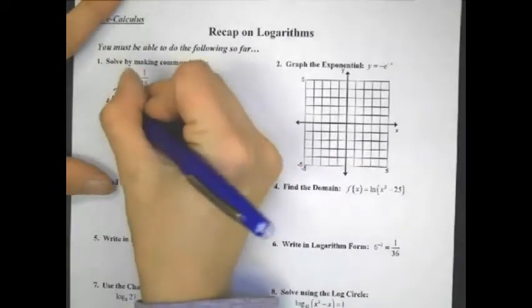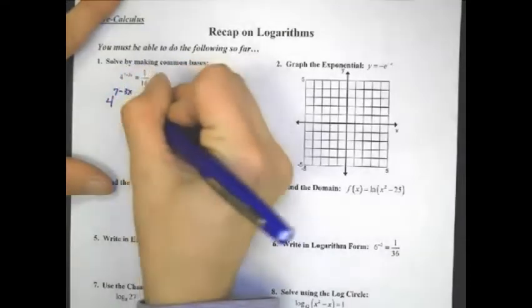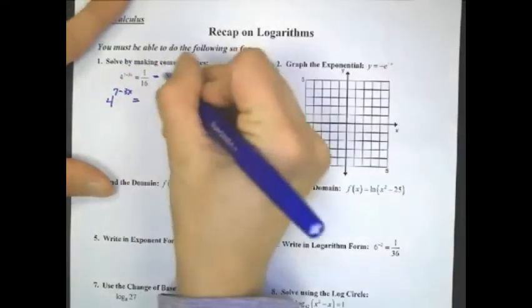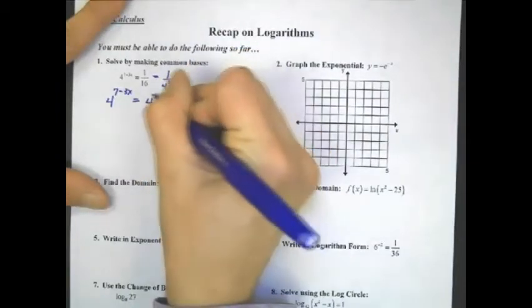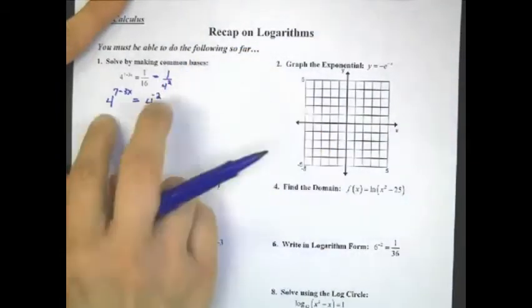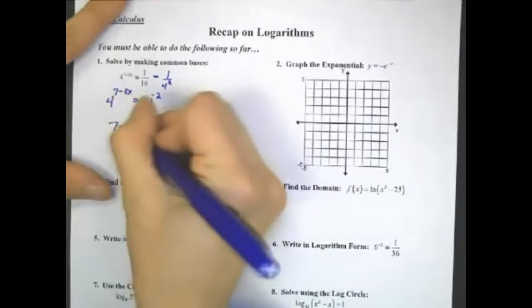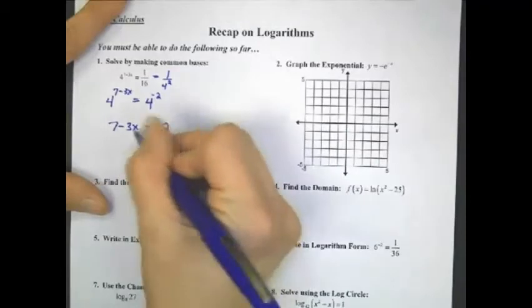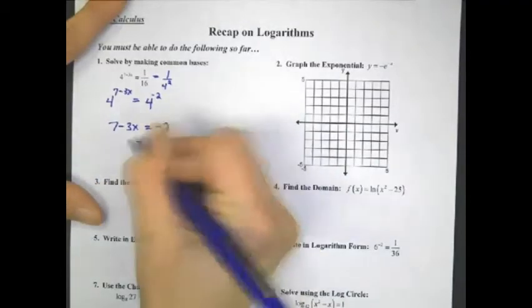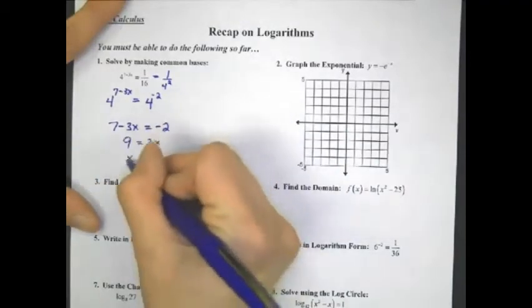The left-hand side already has a 4. And the right-hand side, I know that this is 1 over 4 squared, but if I bring 4 upstairs, that would be a -2. If the bases are the same, then the exponents are the same. I'm going to move the 3x's to the right, add 2, make a 9, x equals 3.